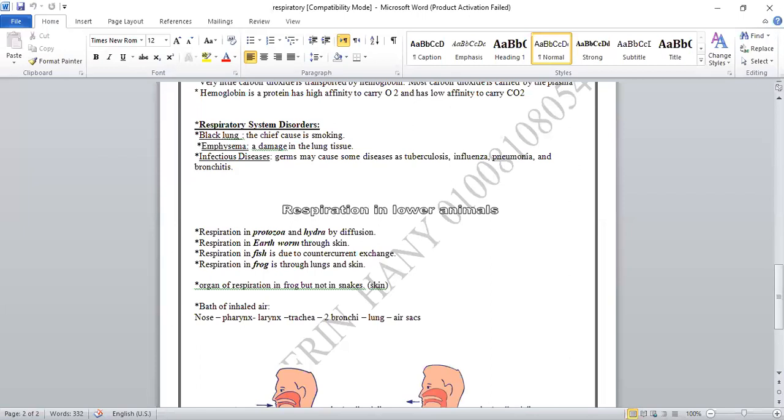Understand? Yes. The path of inhaled air, as I told you, طبعا very important: nose, pharynx, larynx, trachea, two bronchi, lung, بعدين air sacs. كده يبقى we have finished the respiratory system.